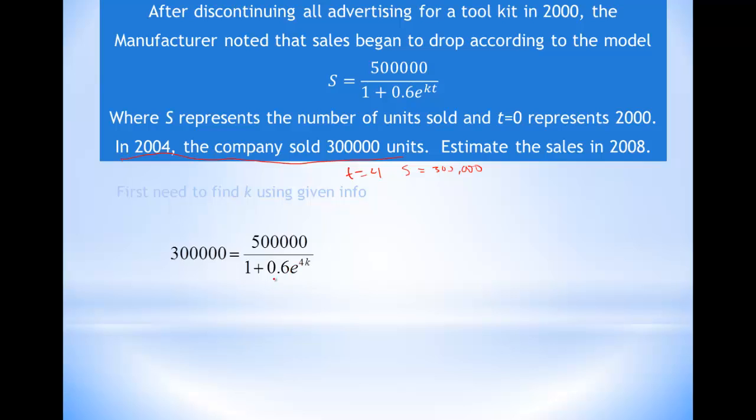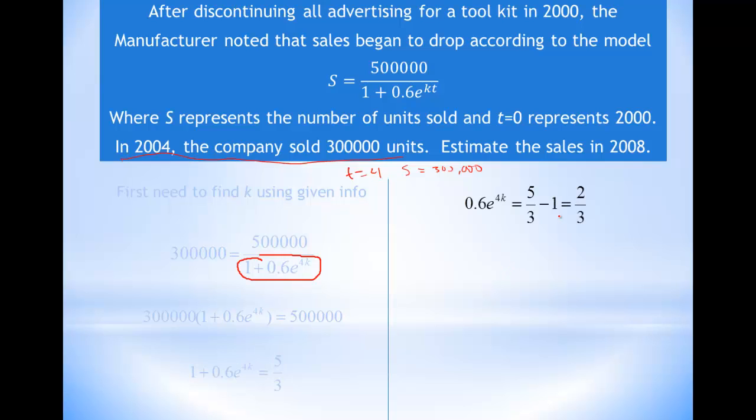Step number one in the solution here is, let's get this term right here and bring it to the other side. Now what I want to do, hopefully you realize, is divide by that 300,000, and we get 5/3. This looks a heck of a lot more manageable than what we had up there. Let's bring the 1 over, let's subtract 1, and we just get 2/3 on this side. The next step is going to be to divide by 0.6, and I get about 1.111.